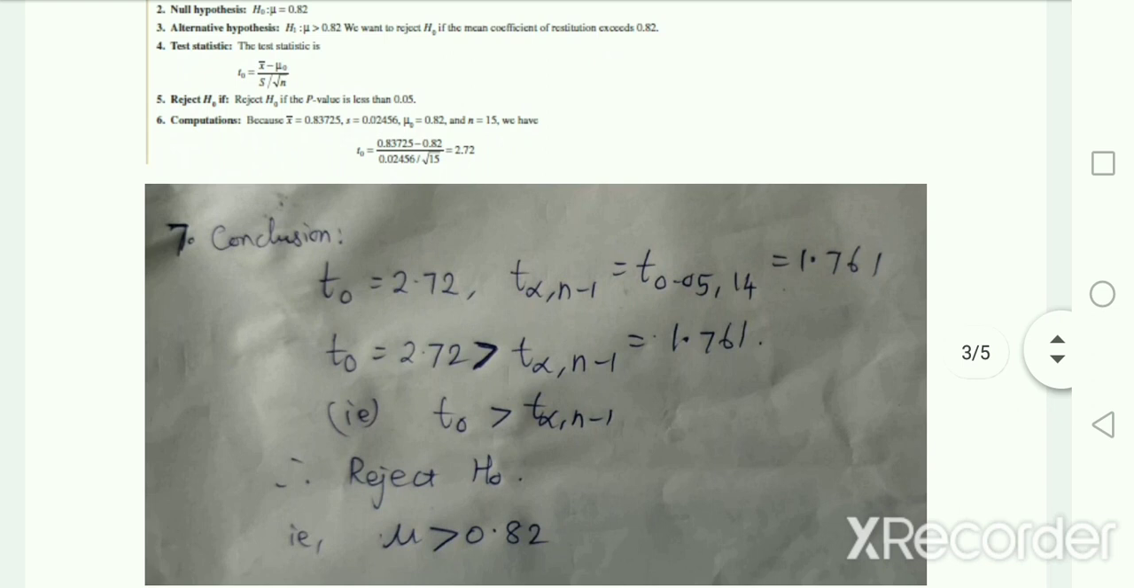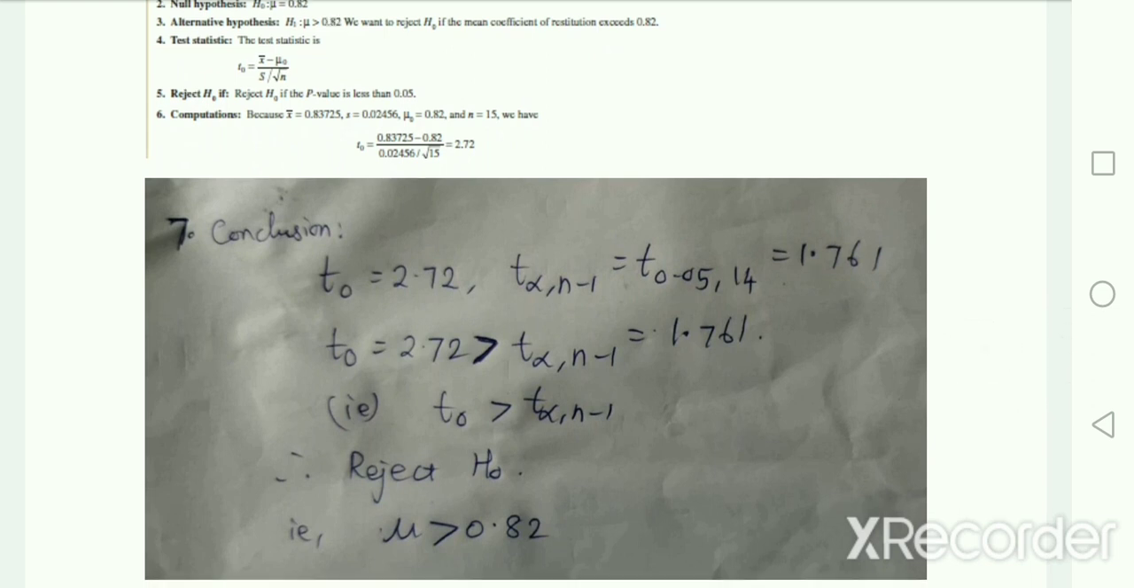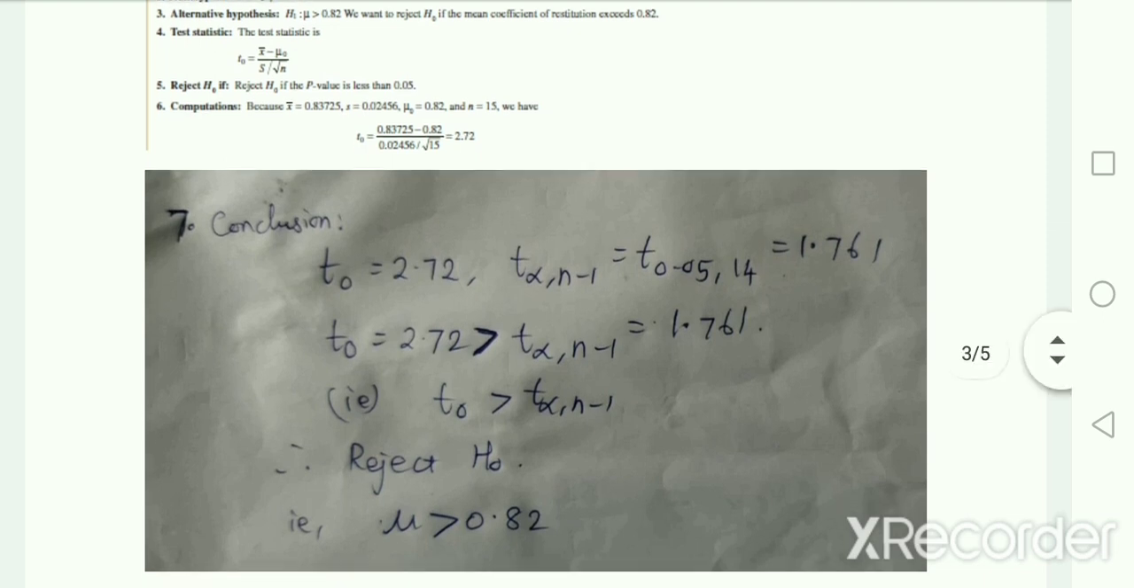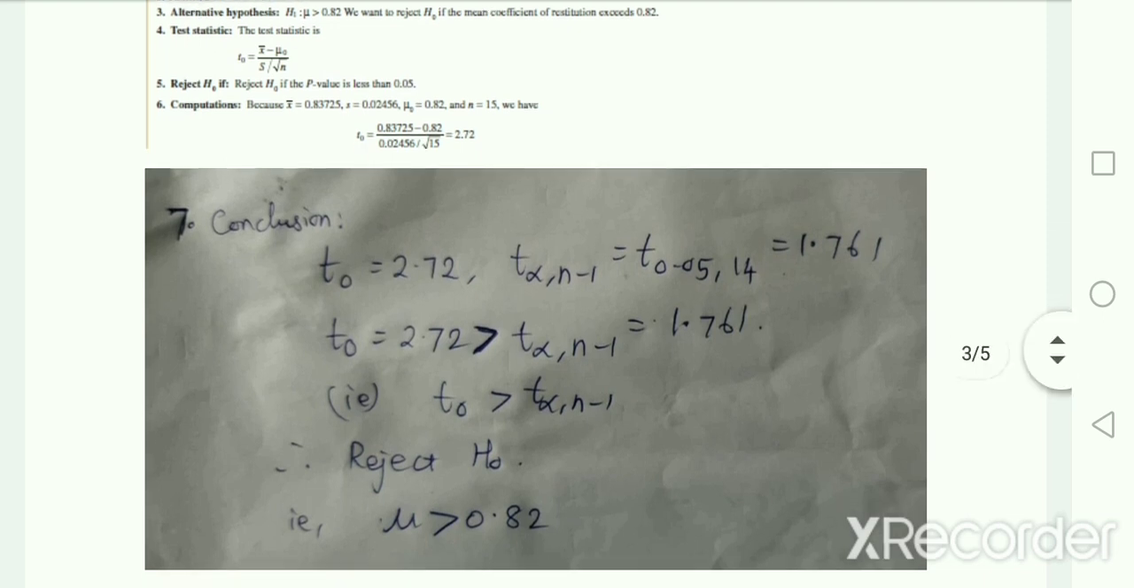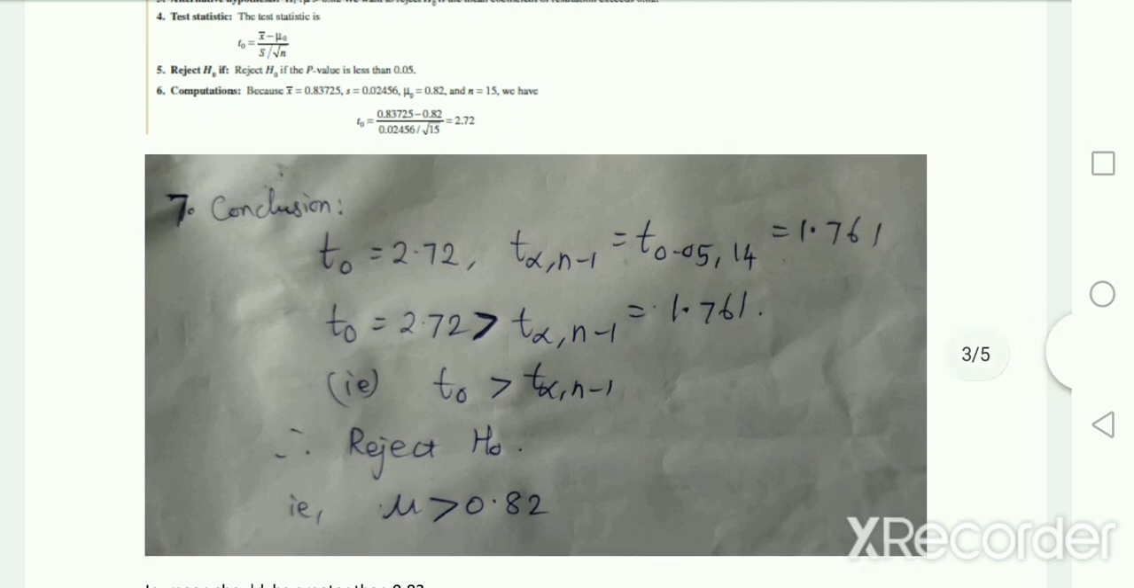Next we have to calculate the t naught value. If we substitute our x bar, s, mu naught and n, everything, we have the t naught value as 2.72. And finally we move to the conclusion step.